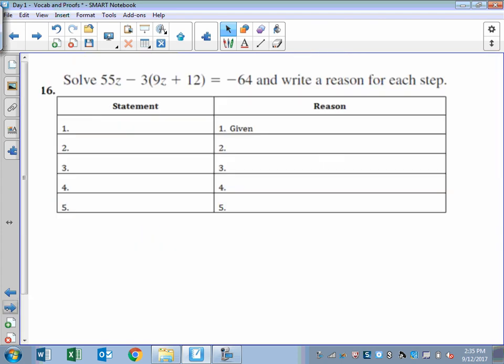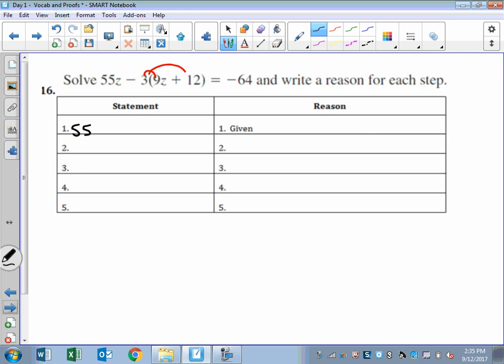Next we have an equation, and by the look of it, we have a number outside of parentheses. We're going to be using the distributive property. So again, the first step is always given. We have 55z minus 3 times 9 plus 9z plus 12.